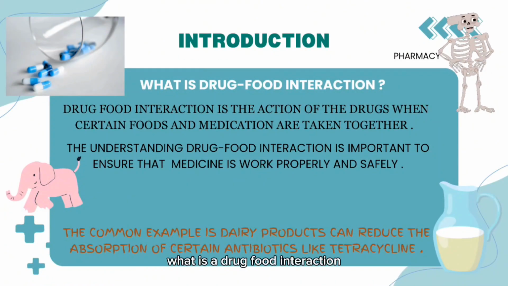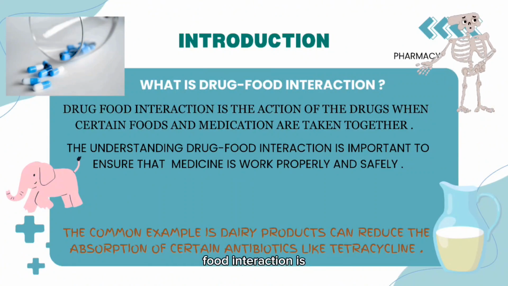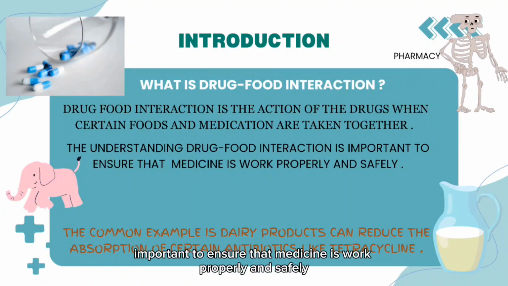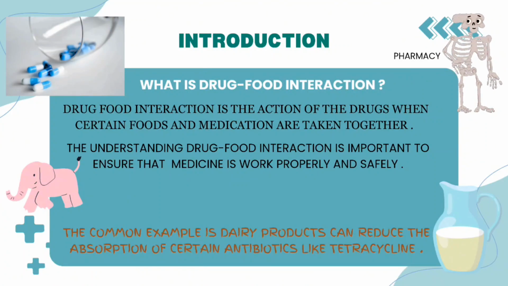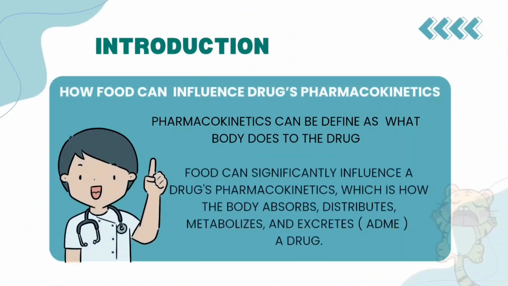What is a drug-food interaction? Drug-food interaction is an action of the drug when certain food and medication are taken together. The understanding of drug-food interaction is important to ensure that medicine works properly and safely. A common example is that dairy products can reduce the absorption of certain antibiotics like tetracycline.